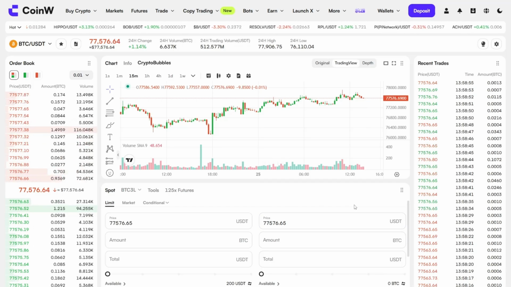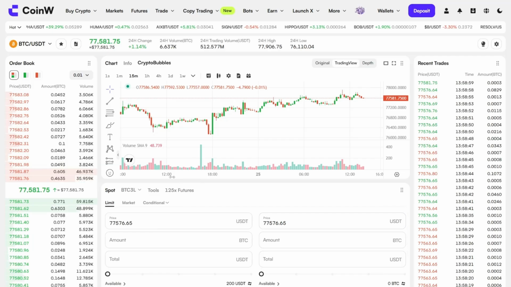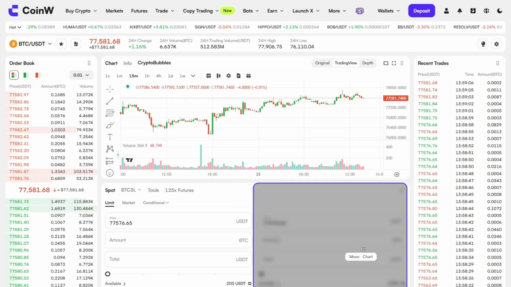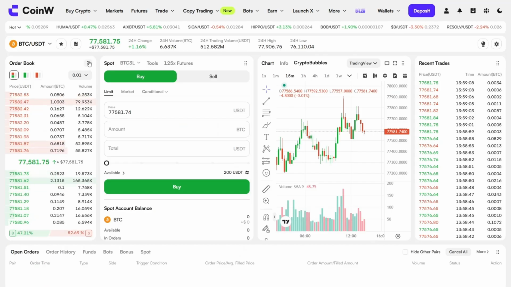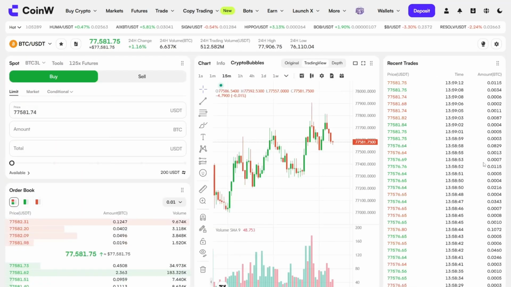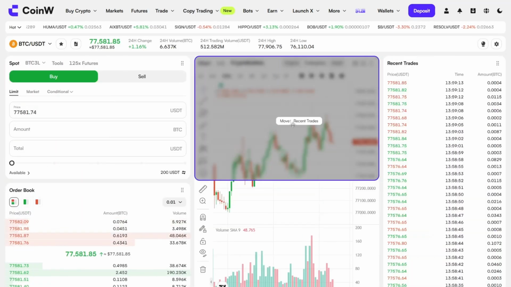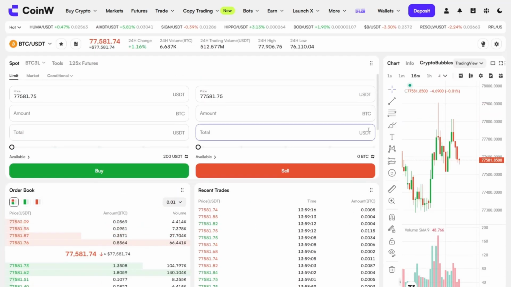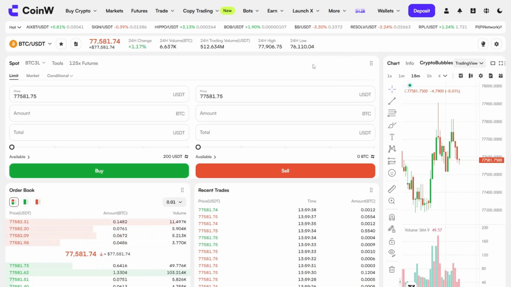On Coinw, we also have the option to customize our dashboard. We can see in the corner of all the different sections, there are these 6 little dots. If we click on this, it will let us move things around. So we can really just kind of decide what we want and customize our dashboard. So that's pretty cool. We can see now though, it's a bit of a mess.